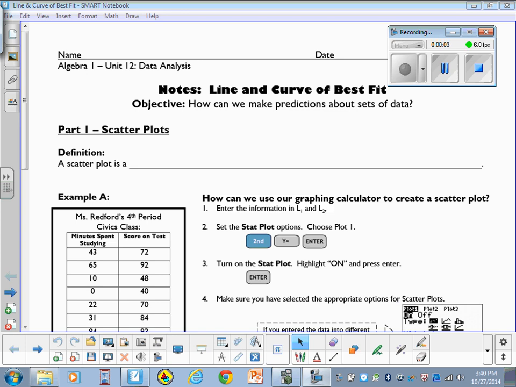Our last lesson in Algebra 1. Pretty exciting, huh? We're going to be looking at how to make predictions about sets of data using scatter plots, lines of best fit, and curves of best fit. A scatter plot is a graph of points that cannot be connected.